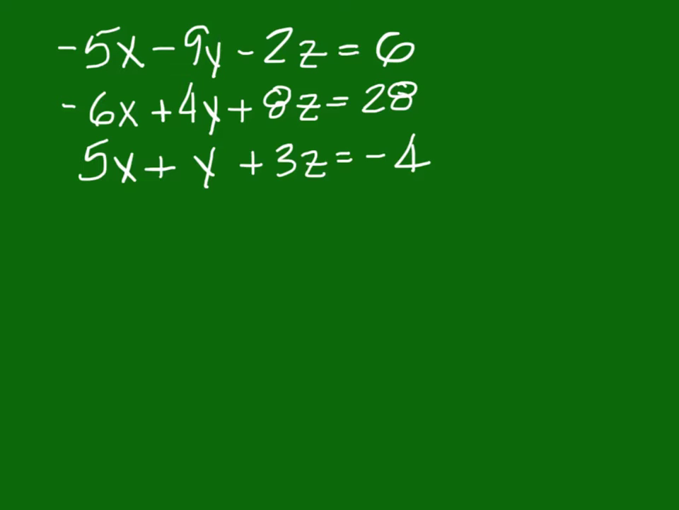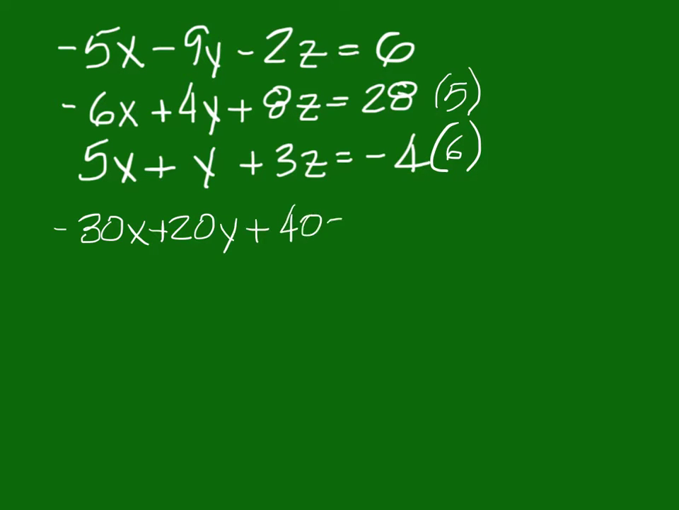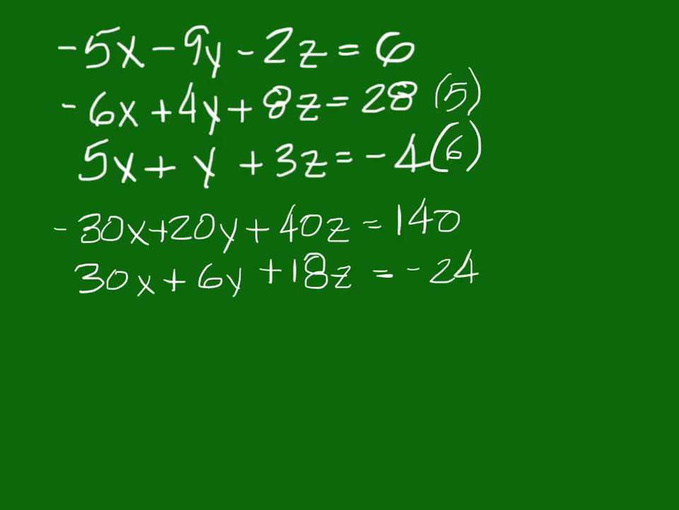So what would I multiply the second equation by? 5. Yeah, we're going to multiply that one by 5. And what do I multiply the bottom one by? 6. So go through to do that and get negative 30x plus 20y plus 40z equals 140. And then by 6 on the bottom you get 30x plus 6y plus 18z equals a -24.